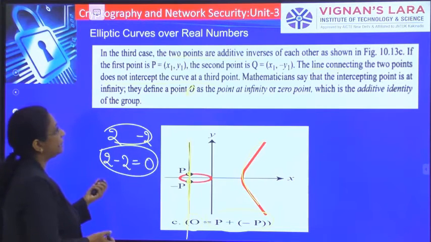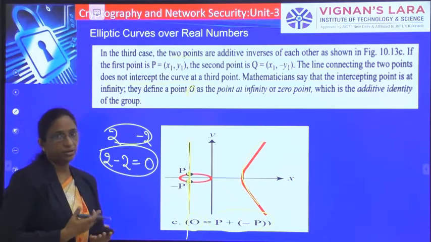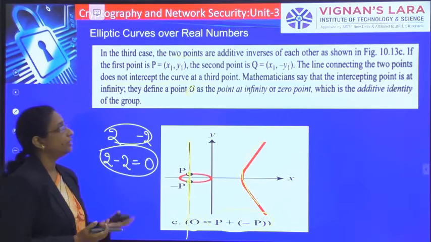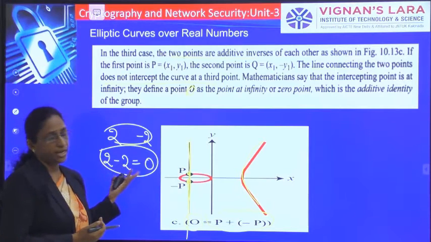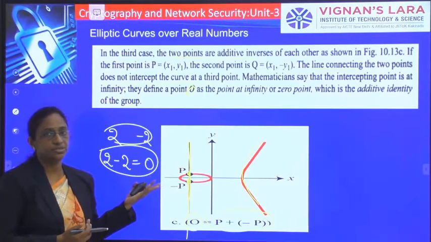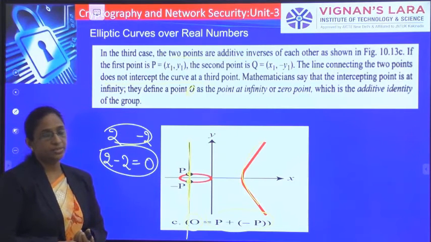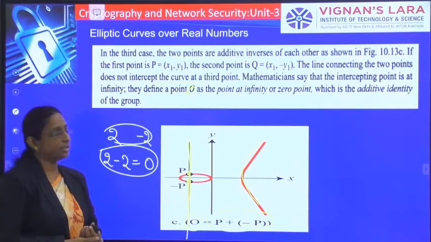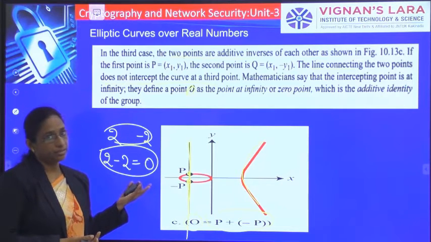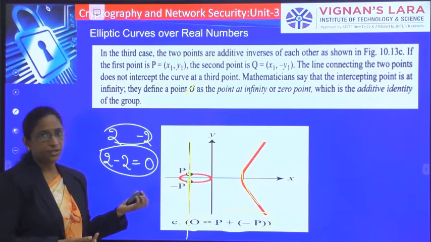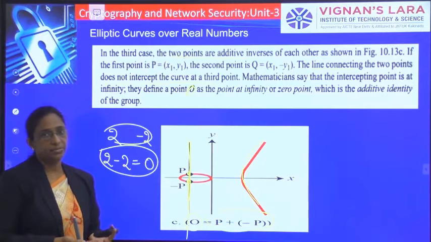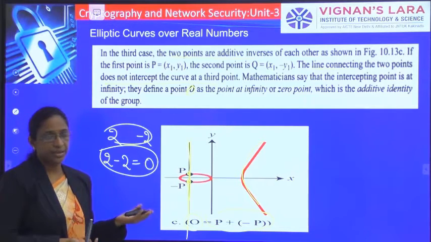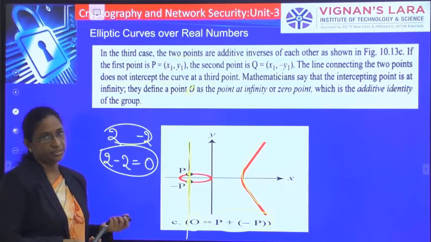So these are the 3 operations that are done on elliptic curves: adding 2 numbers, doubling the point, and adding 2 points that are additive inverses of each other. That is about elliptic curves, which come under the public key crypto system. Those are the different public key crypto systems that you have studied in this class: the RSA crypto system, ElGamal crypto system, Rabin crypto system, and elliptic curve crypto system.